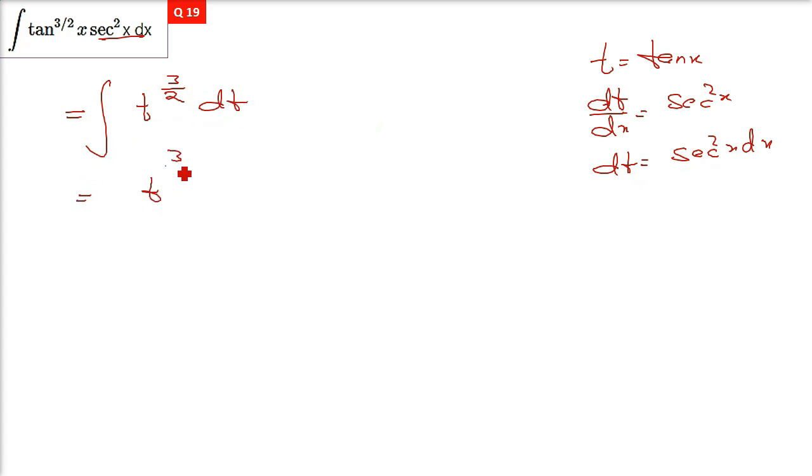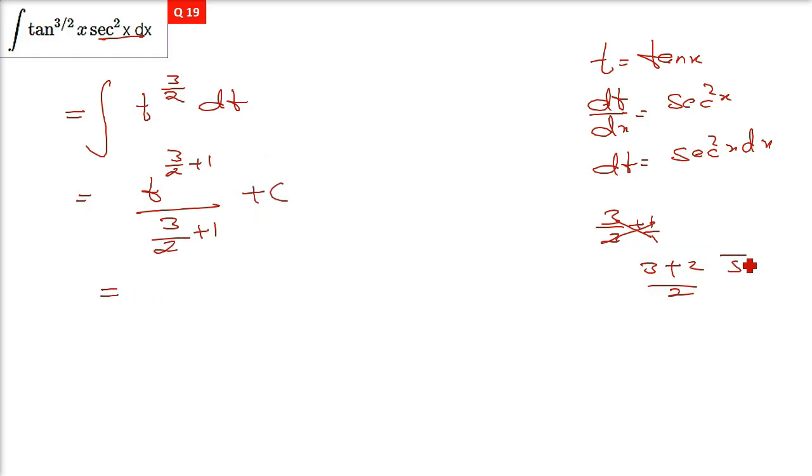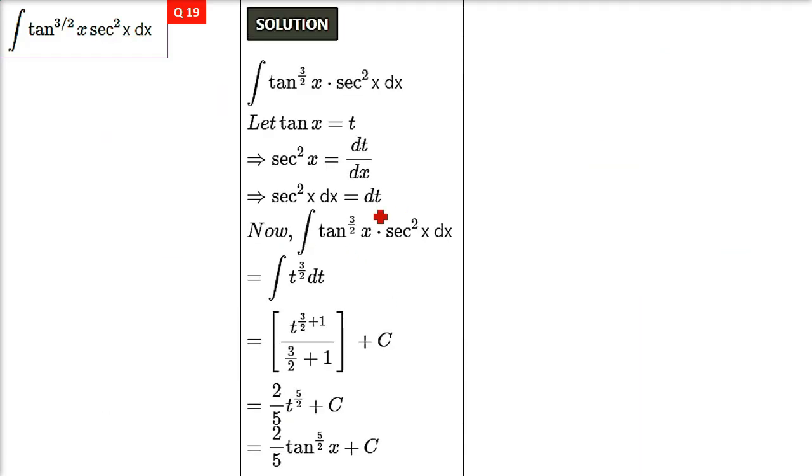When you integrate here, t raised 3 by 2 plus 1 divided by 3 by 2 plus 1. 3 by 2 plus 1 will be 5 by 2, since 3 plus 2 by 2 is 5 by 2. So we will get t raised 5 by 2 divided by 5 by 2. 5 by 2 when it goes up will be 2 by 5. So this is 2 by 5, and now replace t by tan x. So tan x to the power 5 by 2, plus constant of integration. This is your result. And this is the way you are going to write it.